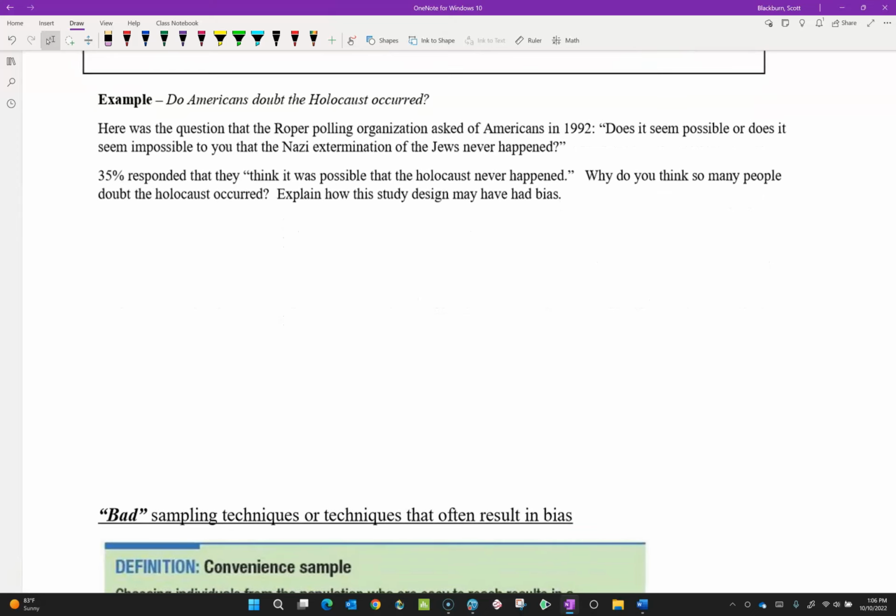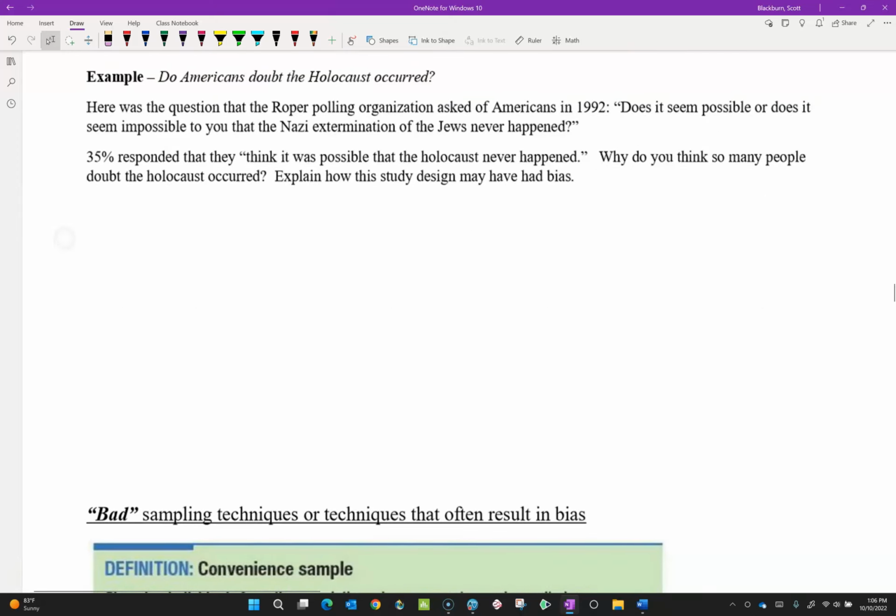Do Americans doubt the Holocaust occurred? I don't know if you ever heard of this, but this became kind of a thing a long time ago now, 30 years ago. Wow, I'm getting old. Back in 1992, there was a Roper polling organization. They asked Americans this question. And if we were in class, I would actually ask you this question and have you close your eyes and try to answer it. Does it seem possible, or does it seem impossible to you, that the Nazi extermination of the Jews never happened?